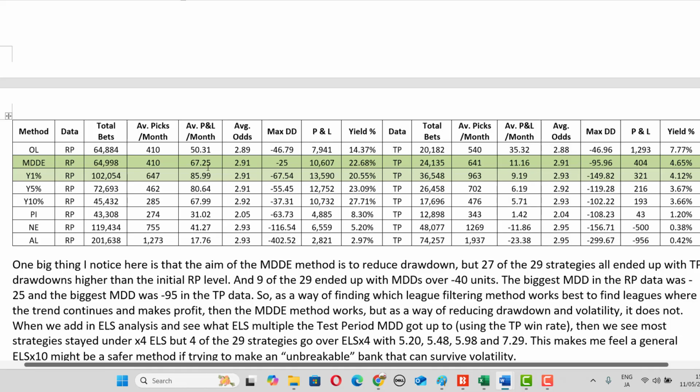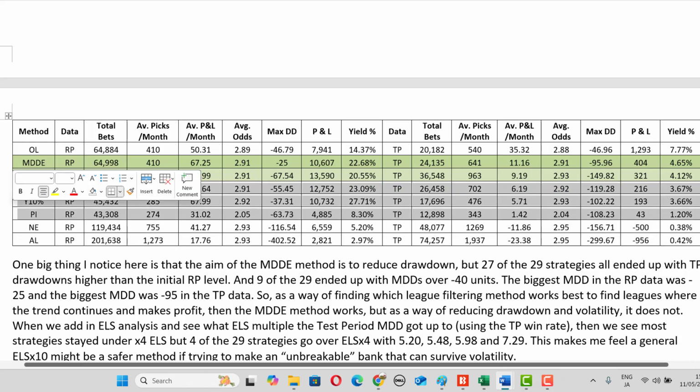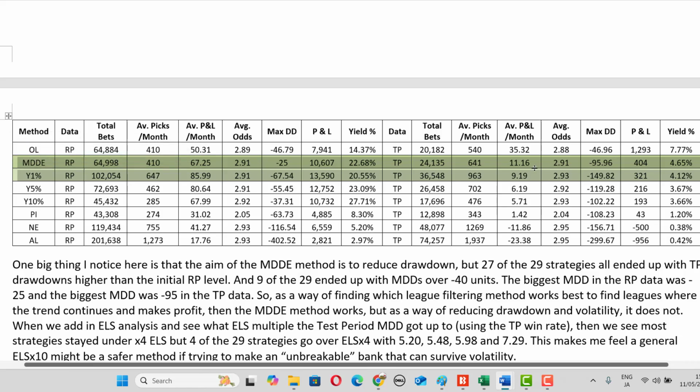So what we really want is to find something where the average points per month carries over the most, where the trend we find in the research period carries over the strongest or has the highest percentage chance of carrying over. And that turns out to be this MDDE method and even the yields of 1% method. What that means is that we're including as many leagues as possible that are making profit, and we're not including any loss-making leagues, and we're not just cherry-picking the top ones. We are actually choosing quite a few leagues. And next, let's look at what the difference is between this MDDE method and this Y1% method is.